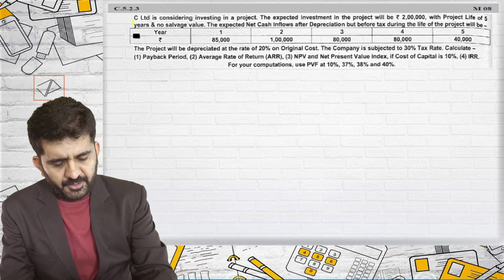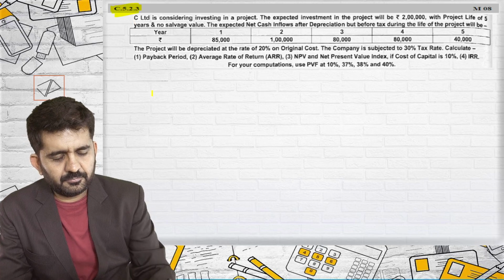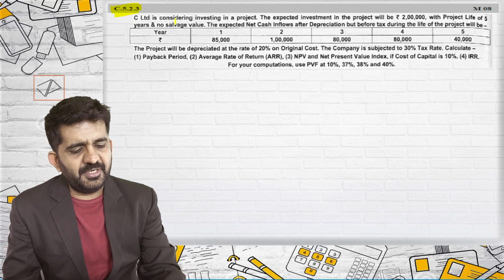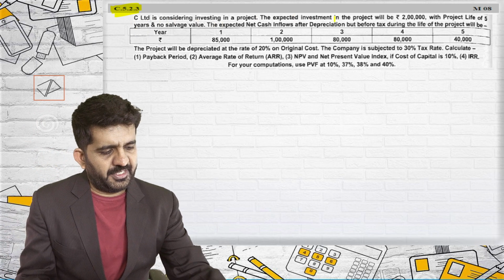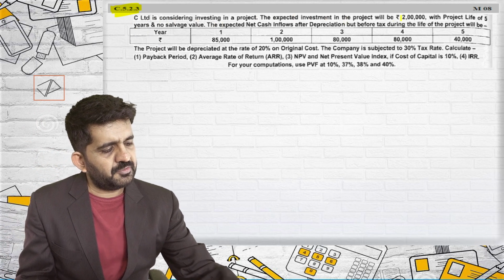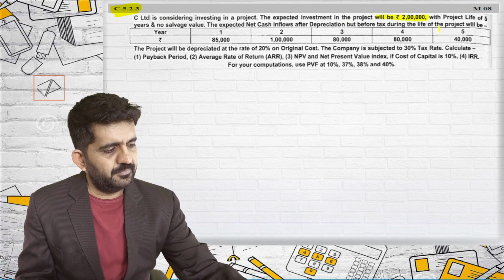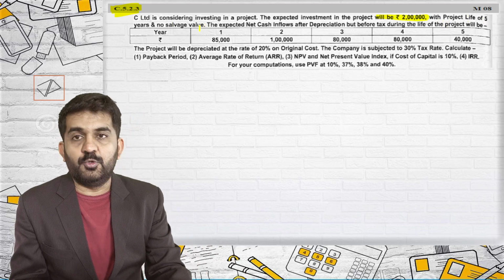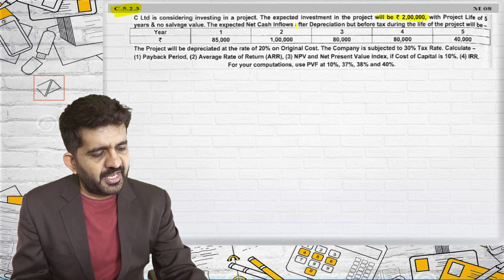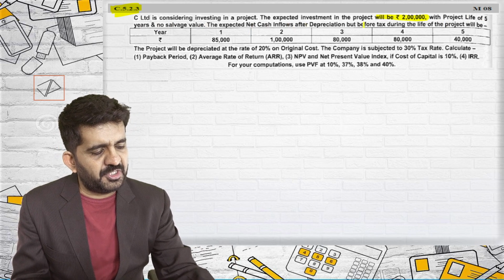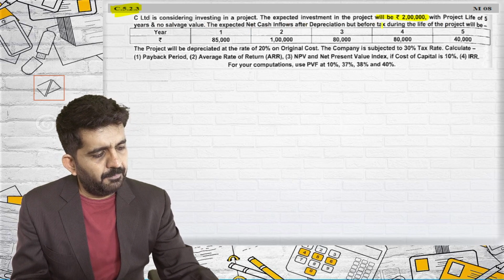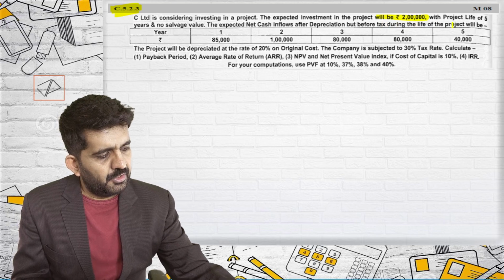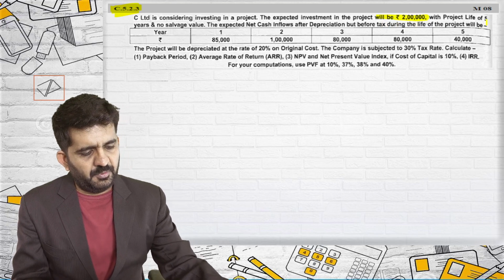We are going to 5.2.3. C Limited is considering investing in a project. Expected investment in the project is rupees 2 lakhs. With project life of 5 years and no salvage value, net cash inflows after depreciation but before tax during the life of the project will be.